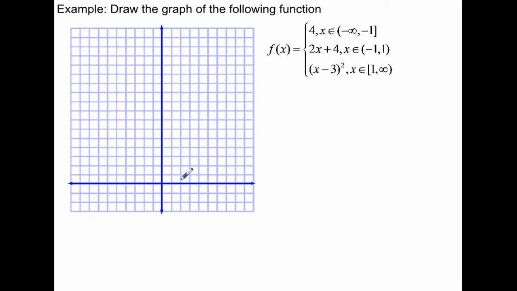So this will be 1, 2, 3, -1, -2, and -3. And up and down I'm going to follow the same scale, so every box will be worth 0.5 going up and down.